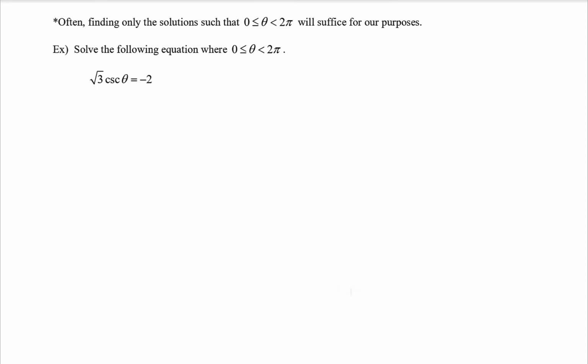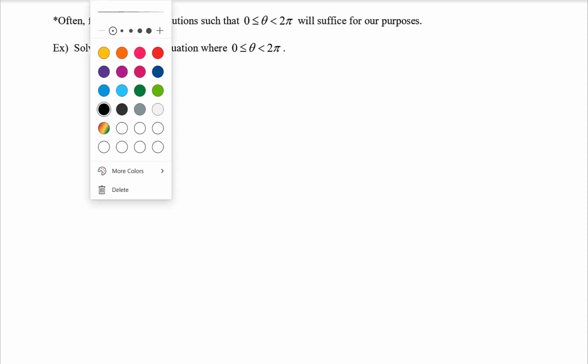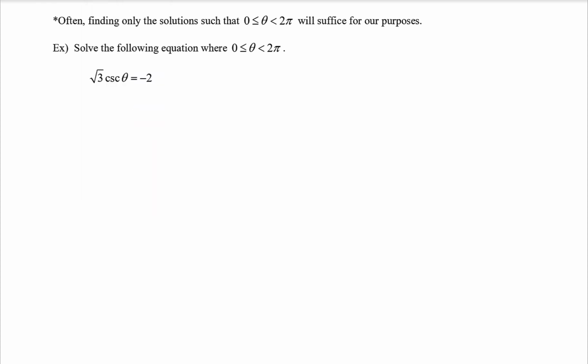All right, so on this next one, we don't want all the answers. I only want the answers that are 0 up to 2 pi. 2 pi not included, 0 is included. So I don't need them all. I only need the answers that are between 0 and 2 pi. So let's try it. Let's give it a whirl. So I'm going to divide both sides by square root of 3. So I would get cosecant theta is -2 over the square root of 3. And then if I don't want to deal with cosecant, I can do the reciprocal. So that means that sine would be -√3 over 2. Cosecant and sine are reciprocals of each other.